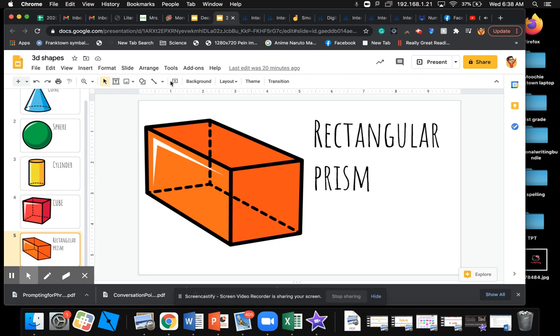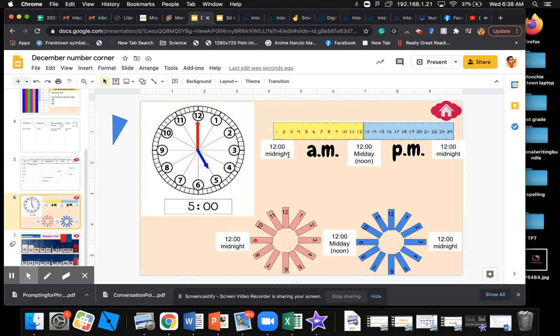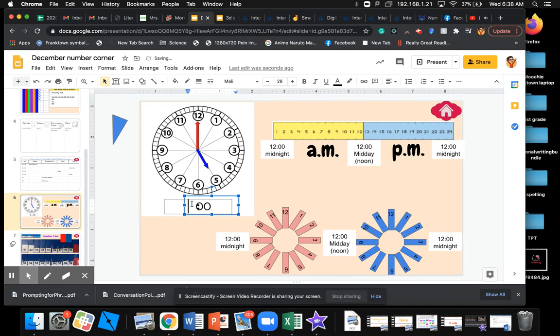Good job. All right, it is time for tick-tock goes the clock. Okay, now we left off at 5 o'clock yesterday, but it is not 5 o'clock today. I'm going to switch it to 6 o'clock.